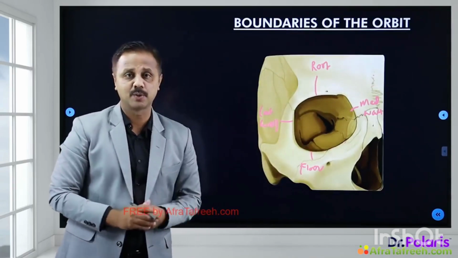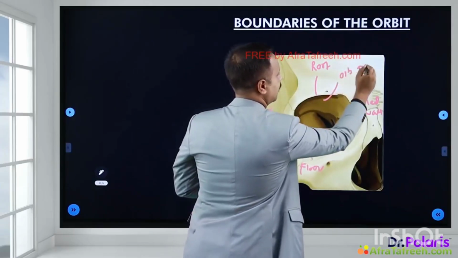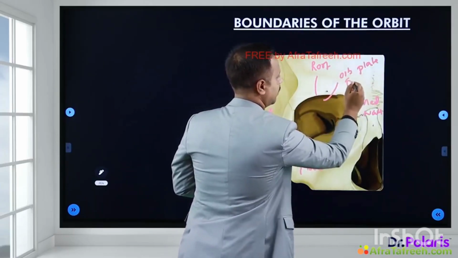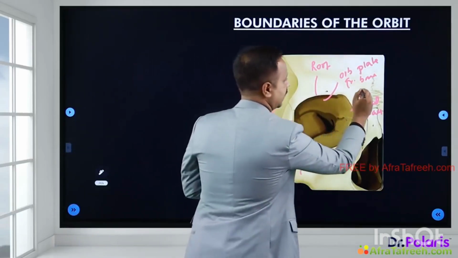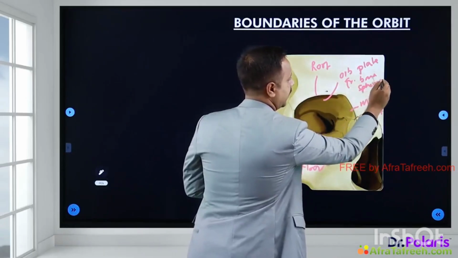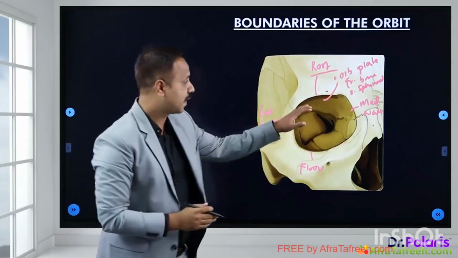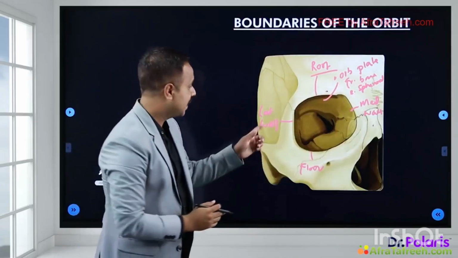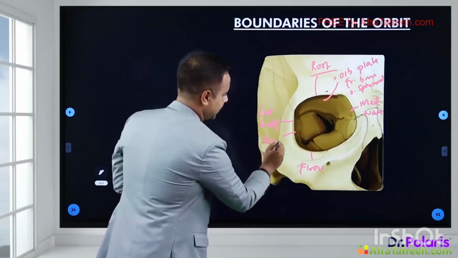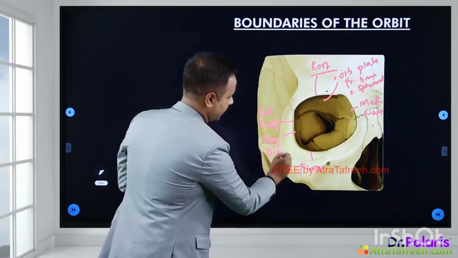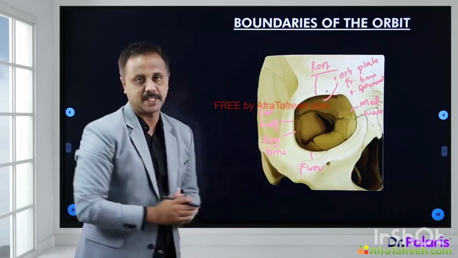First, let's see about the roof. The roof is formed mainly by the orbital plate of frontal bone. This is the orbital plate of frontal bone. And most posteriorly, we have the sphenoid. So, these are the 2 bones that will form the roof: orbital plate of frontal bone and the sphenoid bone. When we come to the lateral wall, the lateral wall is mainly formed by this bone. And what is this? This is the zygomatic bone. And again, if you move posteriorly, it is again formed by the sphenoid.